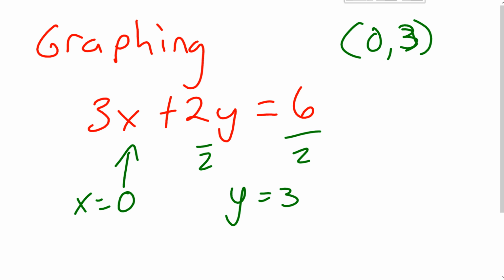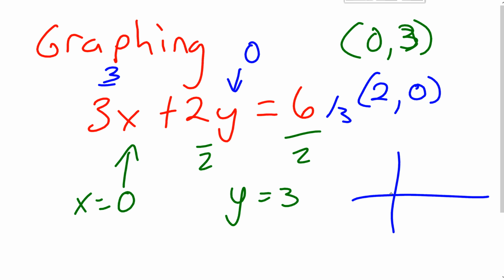And then the next time, I'm going to plug in 0 for y and solve. So divide by 3, that is 2. So I get 2 for my x this time and 0 for my y. Then I can just plot those points, 0, 3 and 2, 0, and then I can draw my line.